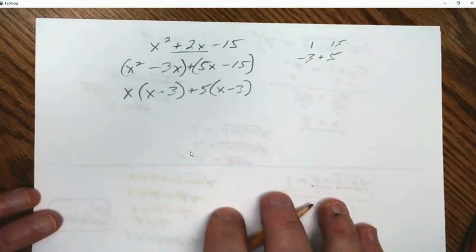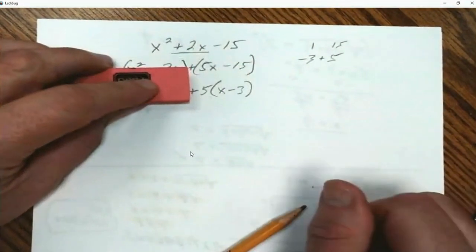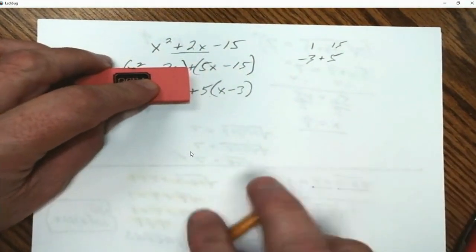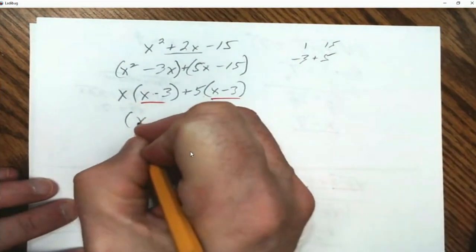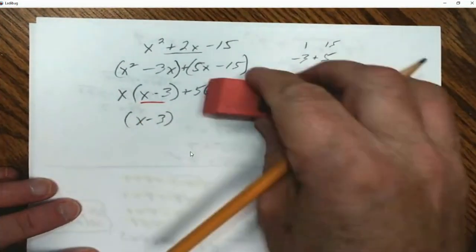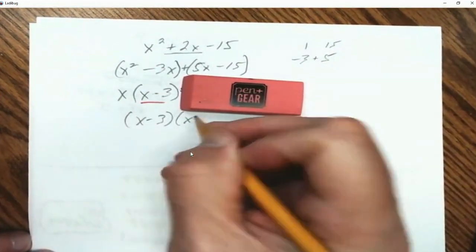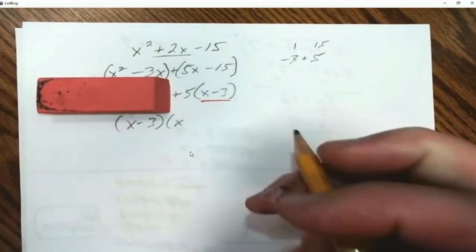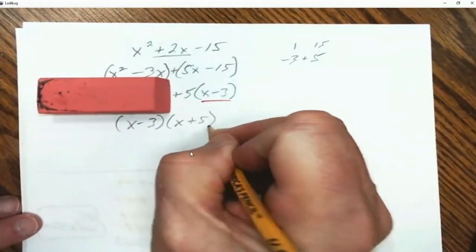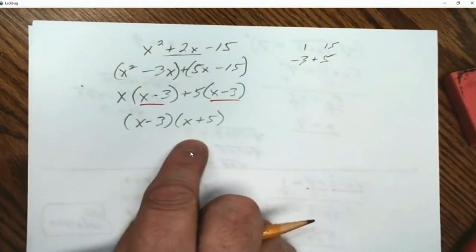Now I've still got 2 terms. I've got this term here, x times x minus 3, and I've got this term, 5 times x minus 3. Both of them have x minus 3, so we can factor that out. If we factor out an x minus 3, all that's left is an x. If we factor out an x minus 3 of this term, all that's left is the plus 5. So the factors are x minus 3 and x plus 5.